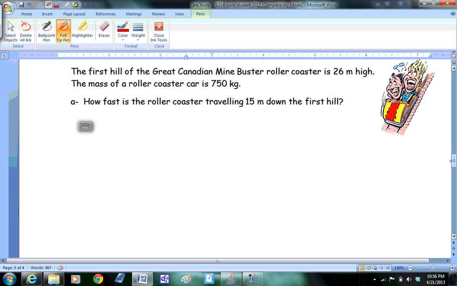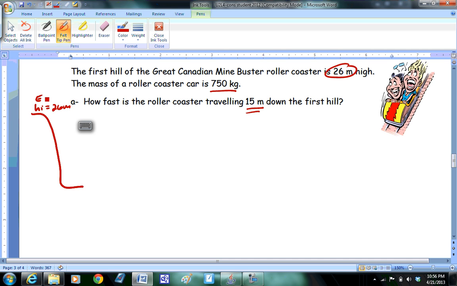So I have another roller coaster question. It's the Mind Buster. Again, 26 meters high, and the mass of the coaster is 2,750. I want to know how fast it is going 15 meters down the first hill. So let's draw a little sketch. At the top, I'm going to have my height, 26 meters. I'm going to have EG. Now, falling 15 meters, my height's not 15. It's 26 minus 15 meters, which is going to be 11 meters.